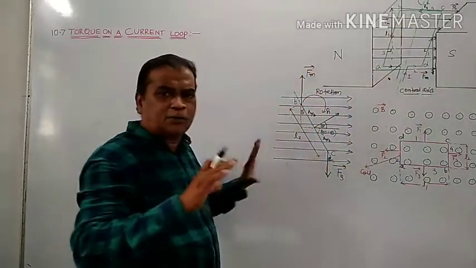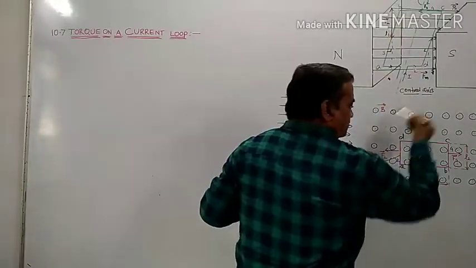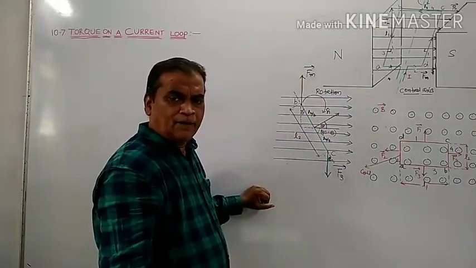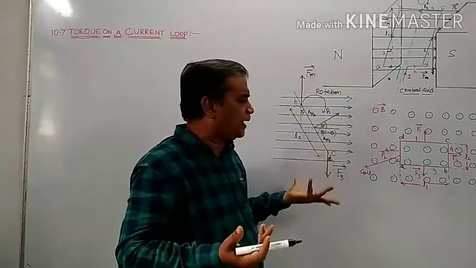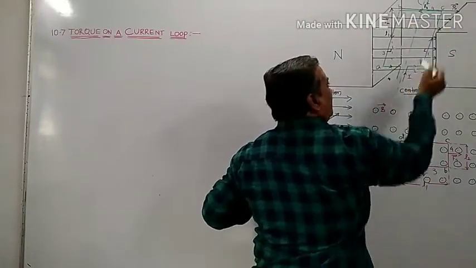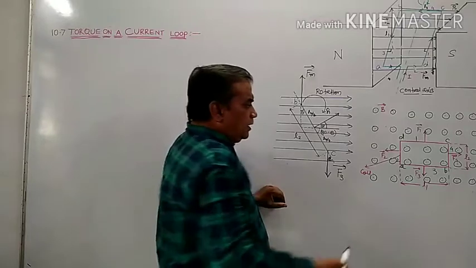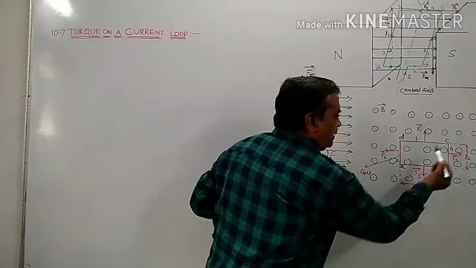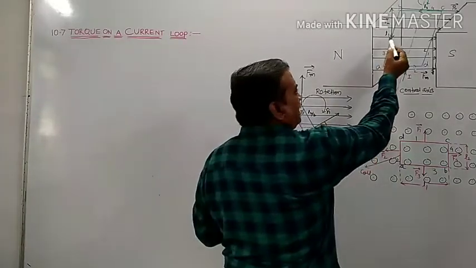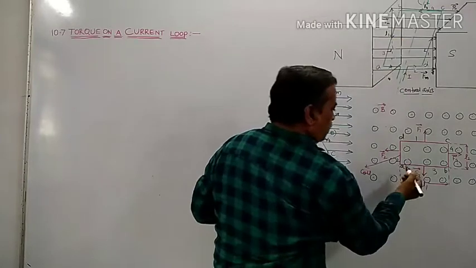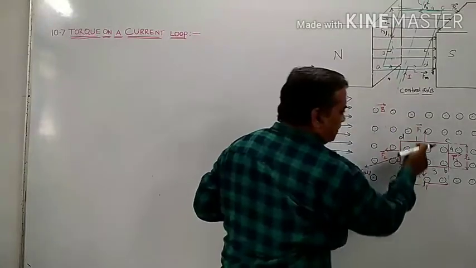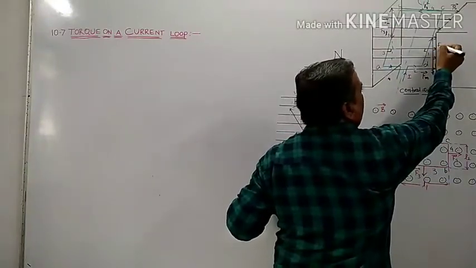To determine the forces acting on different arms of a loop, here I have drawn a diagram where a rectangular loop ABCD is shown, and the forces on different arms are defined like this. On the segments AB and CD, which are perpendicular to the direction of magnetic field, the force acting on AB is F3 and that on CD is F1.